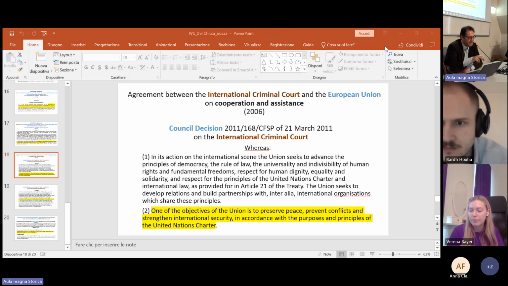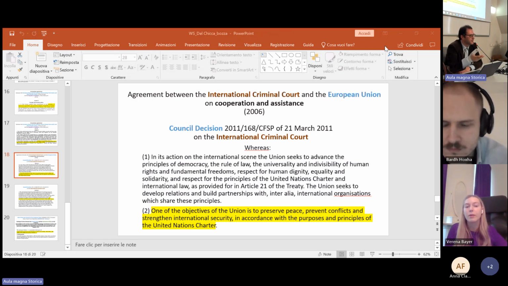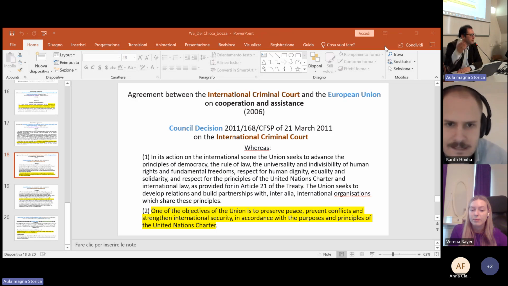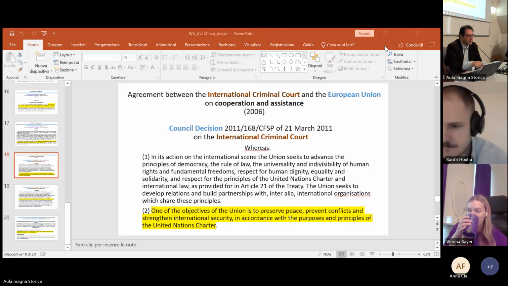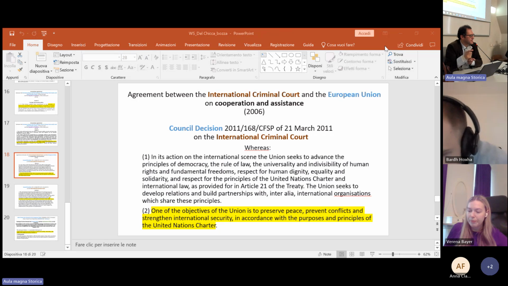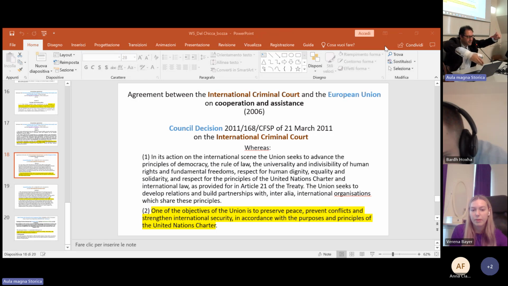The problem is that the European Union concluded an agreement with the International Criminal Court. You know, the International Criminal Court is an international court which has the power to prosecute international criminal offenders, who commit international crimes, genocide, and so on. This is an agreement between two international organizations, because the International Criminal Court is an international organization by itself, as is the European Union. Why? For several reasons, but also for the respect and for promoting and upholding the principles of the United Nations Charter.